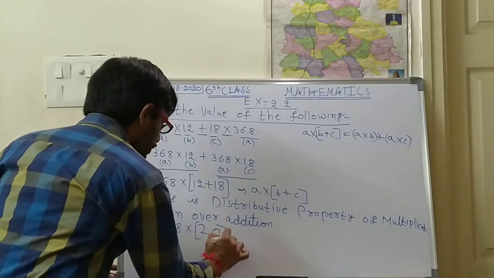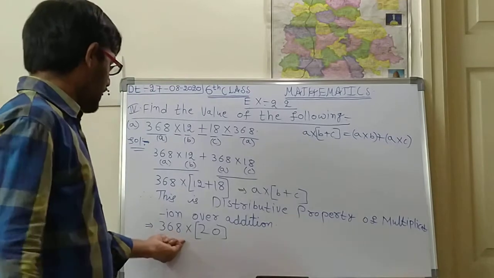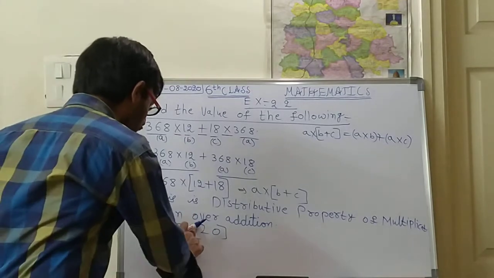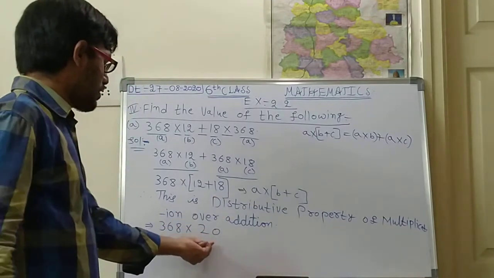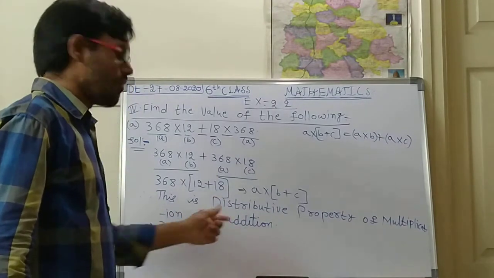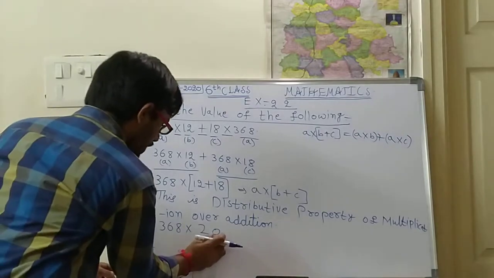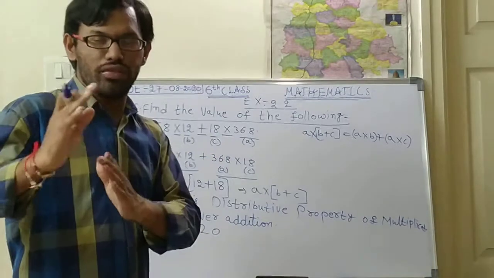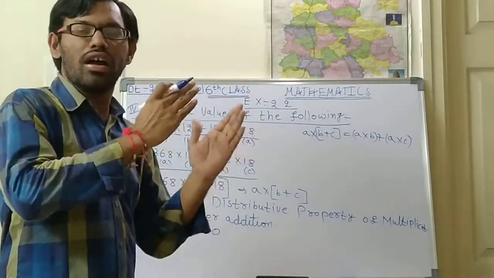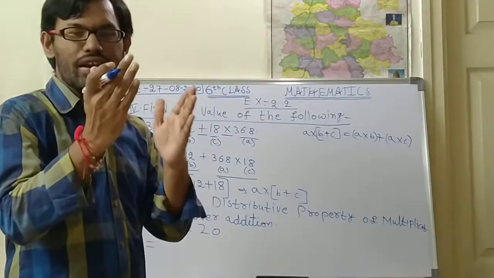Is it right, children? So 20. So now 368 into 20. So now we can remove these brackets. Okay. So in the brackets only one number is there, so I have just removed the brackets. So 368 into 20. So here for this number, a tens number has come. So 10, 20, 30, 40, 50, 60 like that, or 100, 200, 300, 2600, 2700 like that.